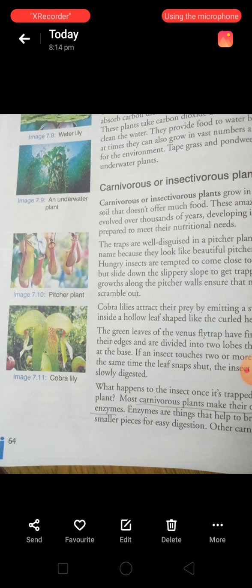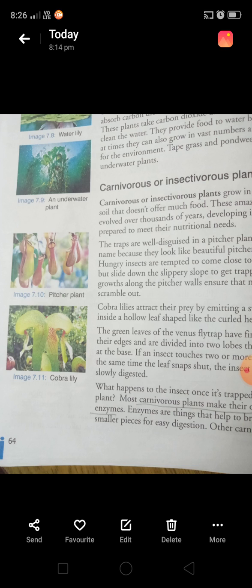This is the pitcher plant. It looks like a beautiful pitcher full of nectar, and hungry insects are tempted to come closer and try to suck the nectar, but they slip and get trapped. Due to hair-like growth along the wall of the pitcher, the insects cannot come out. This is the pitcher plant.